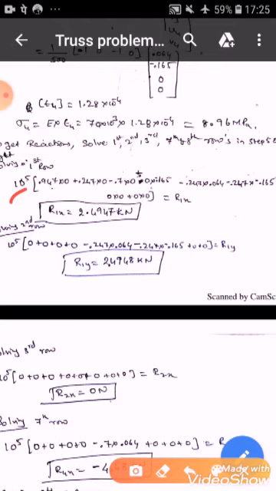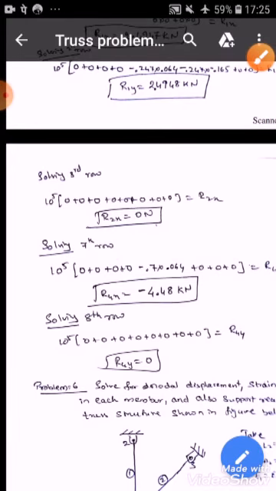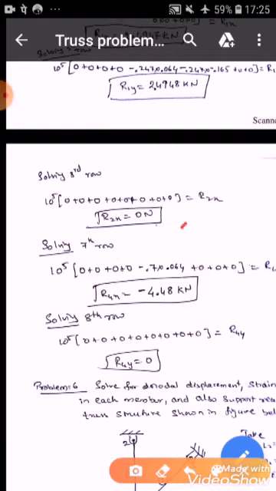Okay, R1x comes out to be 2.49 kilonewton. See the R1x value, 2.49 kilonewton. R1y is 2.4948 kilonewton, by multiplying the second row. R2x comes out to be 0 Newton. R4x is minus 4.48 kilonewton, and R4y is 0.